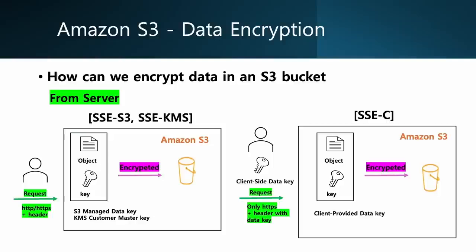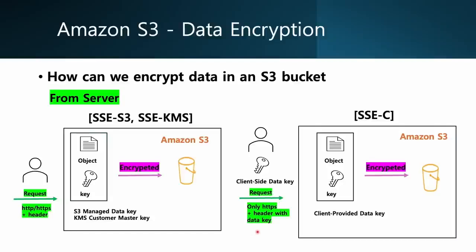Let's take a look at S3 data encryption. There are two main types of S3 data encryption. There is server-side encryption and client-side encryption. Let's take a look at them one by one. First is server-side encryption. When performing server-side encryption, if you use an encryption key managed by S3 or a KMS, Key Managed Service Key, you can make a request like this and receive encrypted data as shown in the figure.